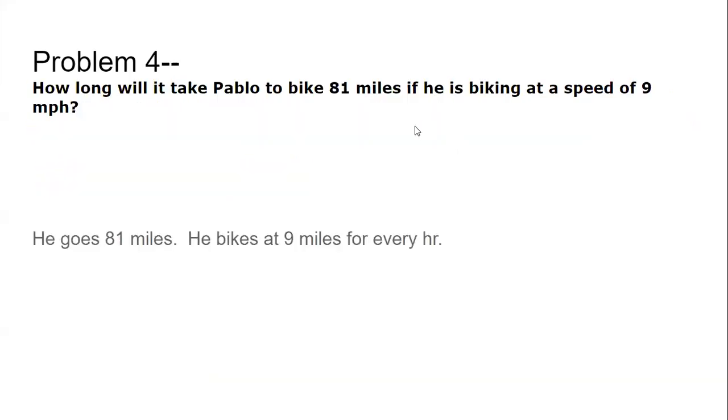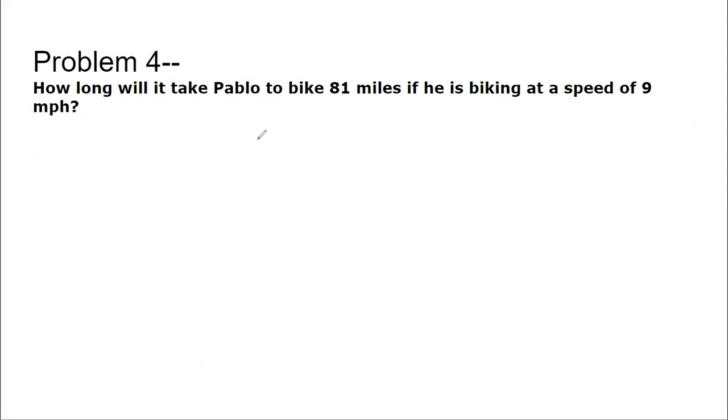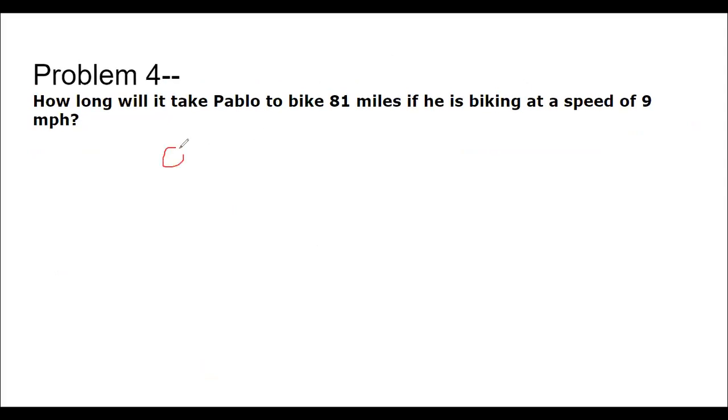Problem 4. How long will it take Pablo to bike 81 miles if he's biking at a speed of 9 miles per hour? So he's going 9 miles per hour. So in 1 hour, he goes 9 miles. 2 hours, 18 miles. 3 hours, 27 miles. Now, how many total is that so far? That's 27. All right, we've got to keep going. We've got to get to 81. So another 9. Another 9. How many nines do we have here? We have 5. All right, let's erase this 27.